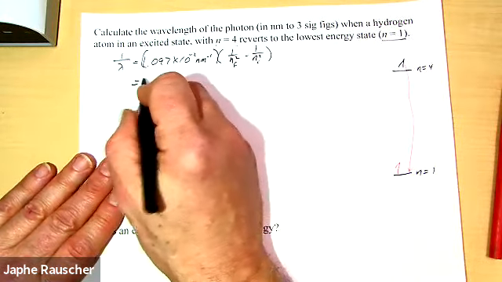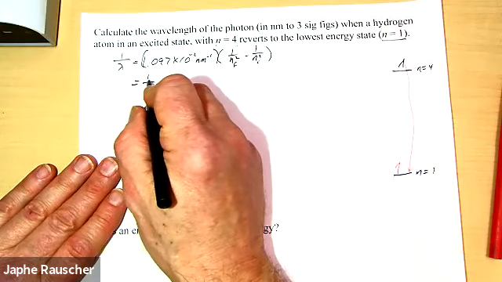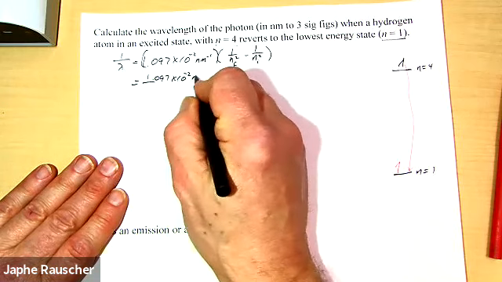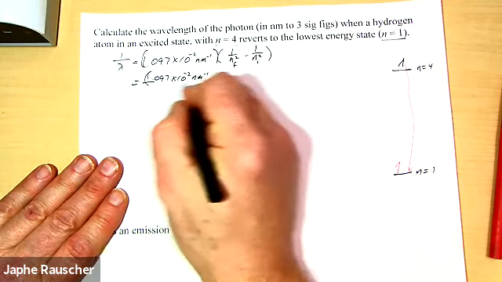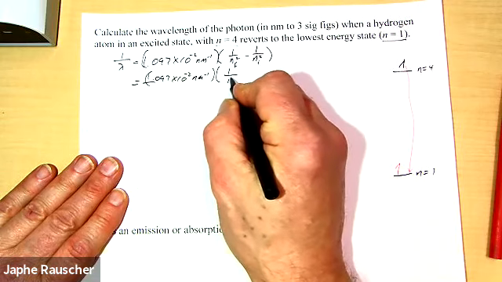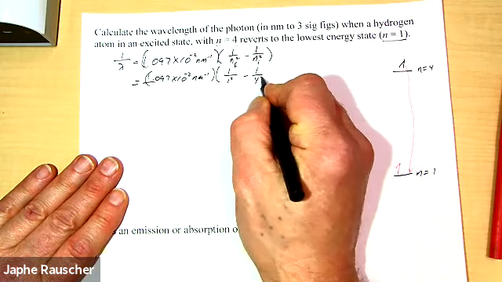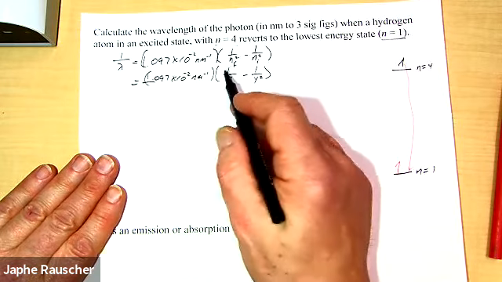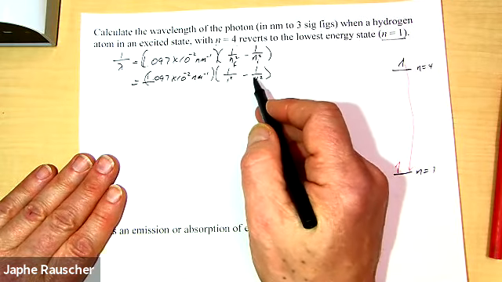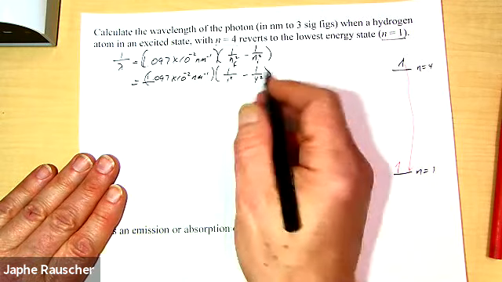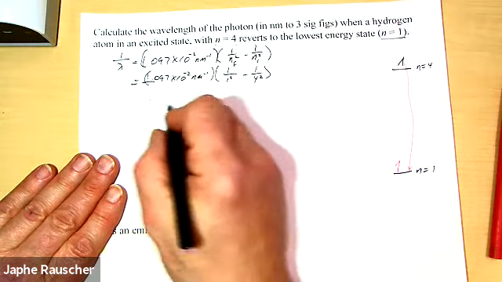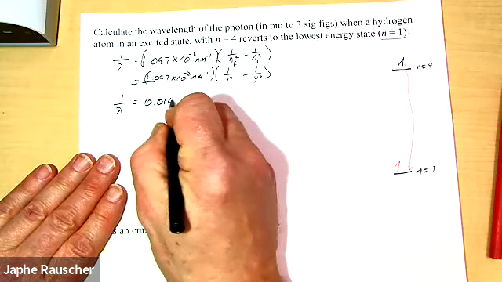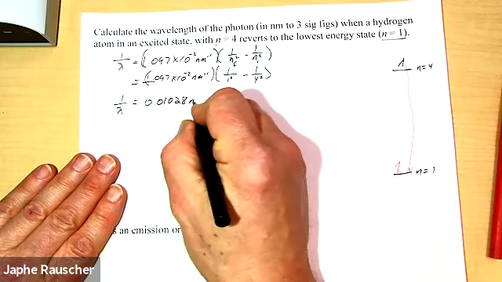So then 1 over lambda is equal to 1.097 times 10 to the negative 2 nanometers to the negative 1, times 1 over 1 squared minus 1 over 4 squared. Right? This ends up being 1 minus 1 over 16. And so when we do this calculation, we end up getting that 1 over lambda is equal to 0.01028 nanometers to the negative 1.